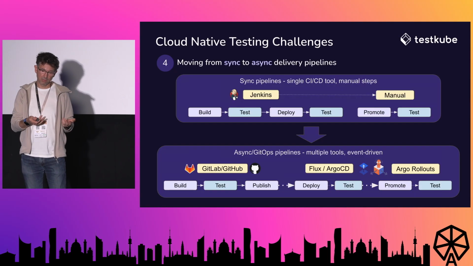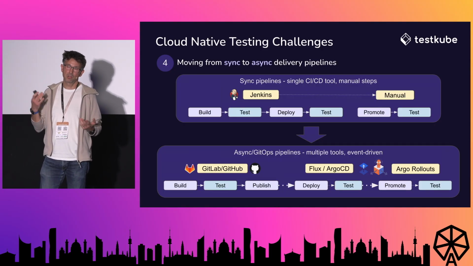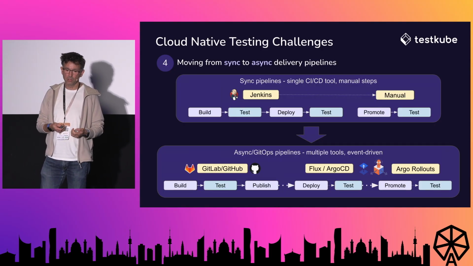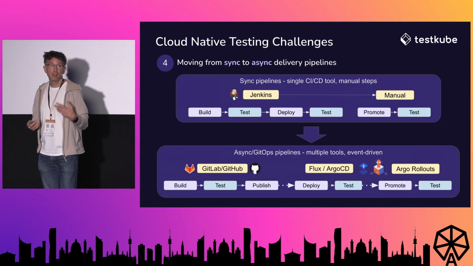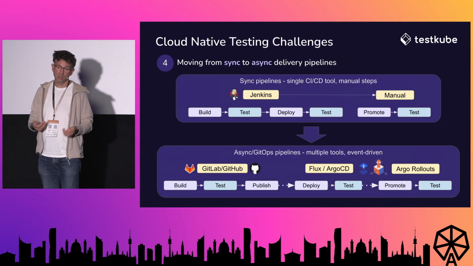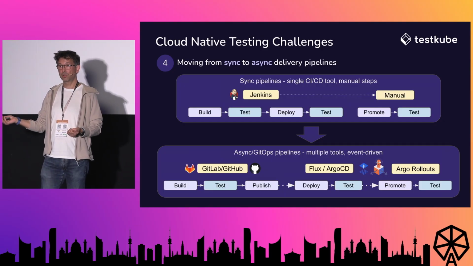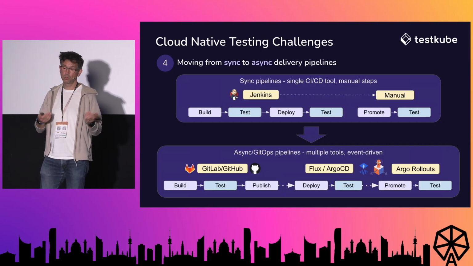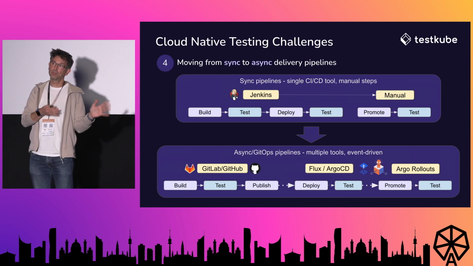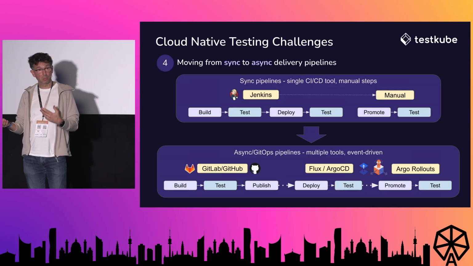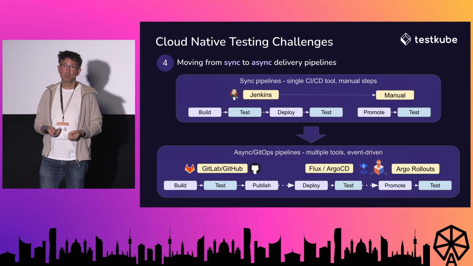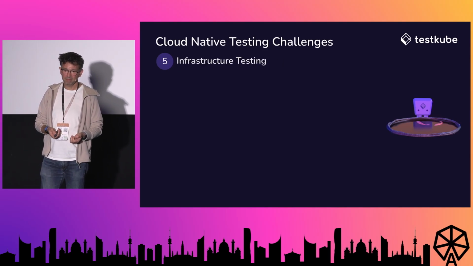So if you're using, at the bottom here, GitLab, GitHub, or something else to build an artifact, when that artifact gets published, that triggers off Flux or Argo to do a GitOps sync, which then itself maybe triggers a delivery with Argo Rollouts or Kargo or whatever tool you might be using. And how do you then inject testing into these, to make sure that whatever goes through each step does go through that step in the way you want it to?